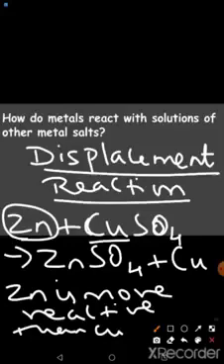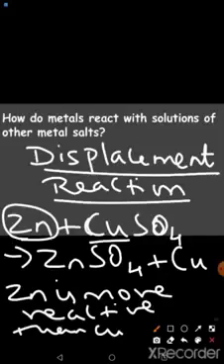A metal that is placed higher in the activity series can displace the metal which occupies a lower position from the aqueous solution of its salt. Again, we'll learn the reactivity series very soon. But remember this, the metals that are placed higher in the reactivity series can displace the metal which occupies a lower position from the aqueous solution.